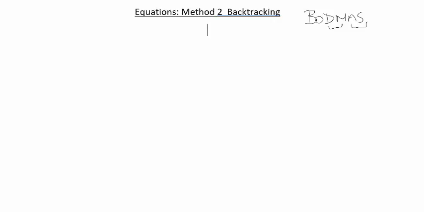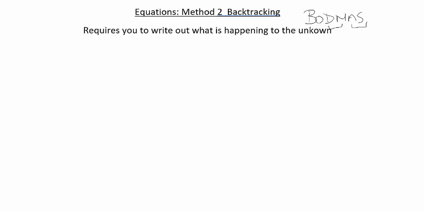You must do it in that order. So this backtracking actually requires you to write out what is happening to the unknown, and the unknown is the pronumeral x, y, z, or whatever it is, and then you have to work backwards.